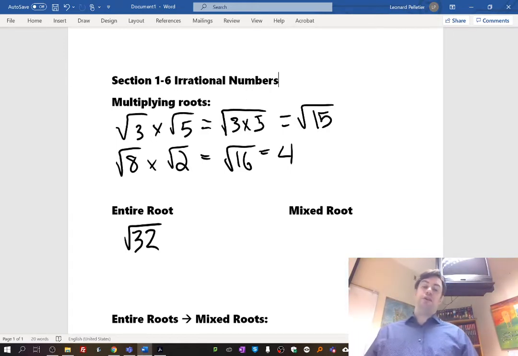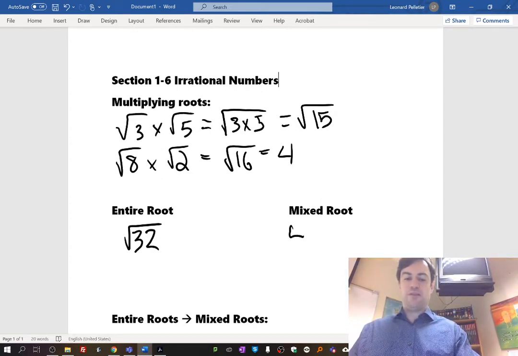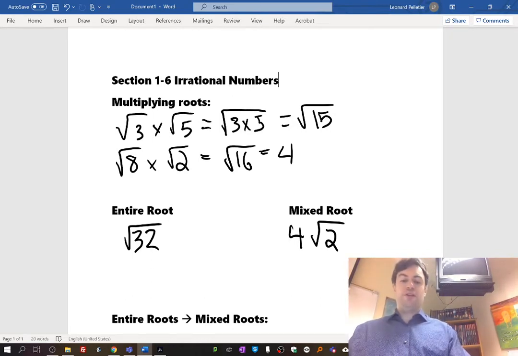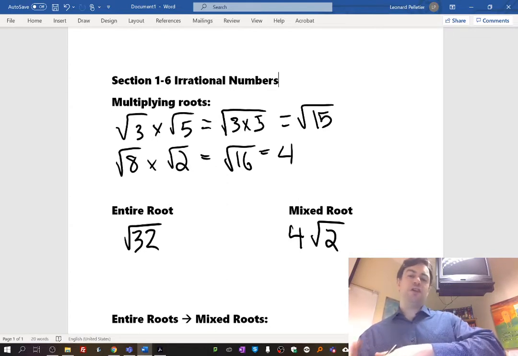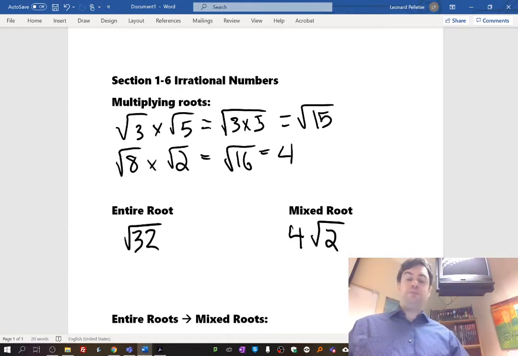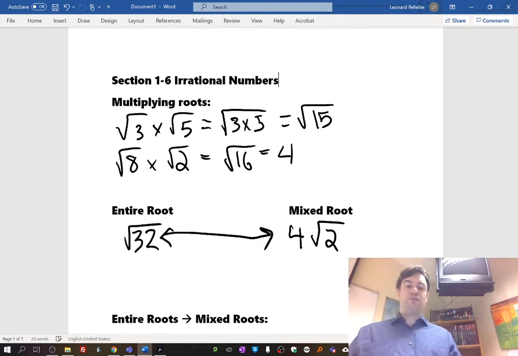We're also going to learn about this new thing called the mixed root. The mixed root has a number on the outside, like 4, and then square root 2 on the inside. What this means is 4 times the square root of 2. There's no multiplication sign in between, but it's implied. So that's what a mixed root looks like. It has a non-square root multiplied onto a square root. And it turns out that the square root of 32 and 4 times the square root of 2 are actually equal to each other. They are the same.